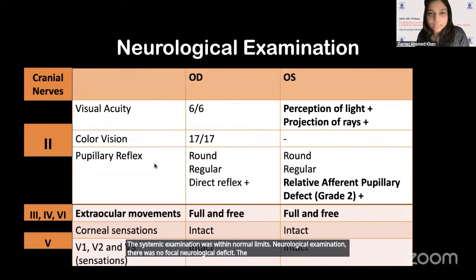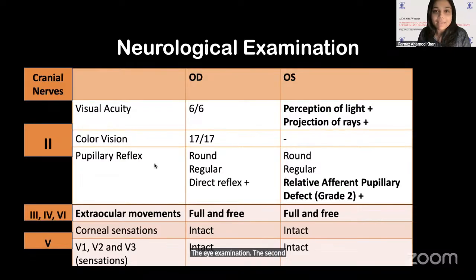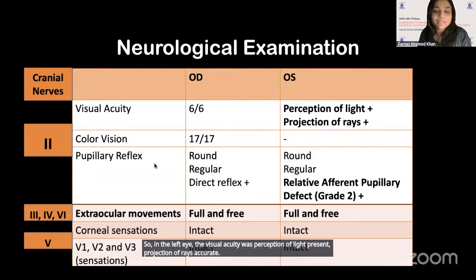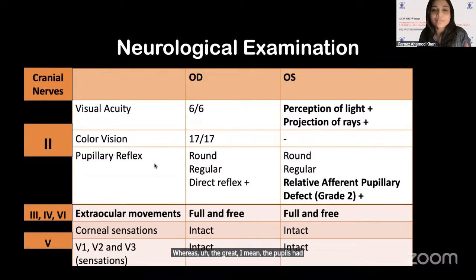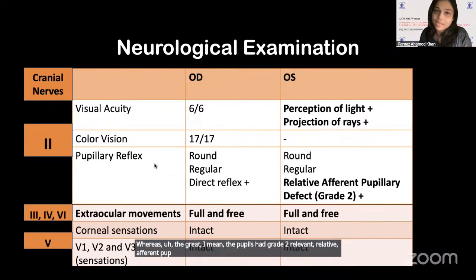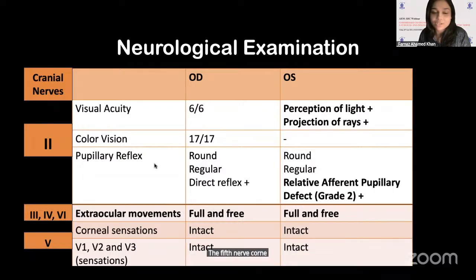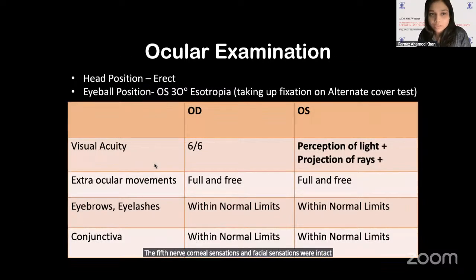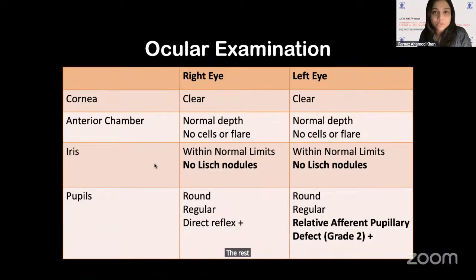The cranial nerves pertaining to the eye examination: the second nerve, right eye, everything was normal. In the left eye, the visual acuity was perception of light present, projection of rays accurate, whereas the pupils had grade 2 relative afferent pupillary defect. Extraocular movements were full, and the fifth nerve, corneal sensations and facial sensations were intact. Coming to ocular examination, the head position was erect. The left eye had 30 degrees of esotropia, taking up fixation on alternate cover test. The rest of the anterior segment was normal.